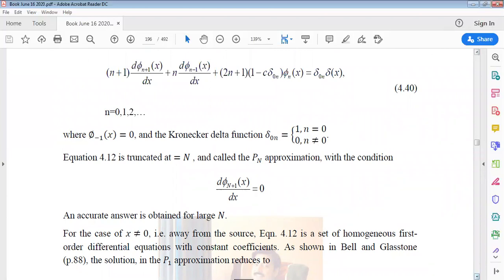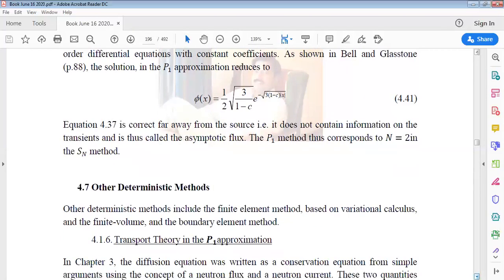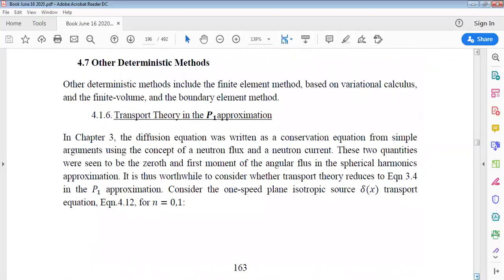So now the solution in the P1 approximation gives you that the flux is, now 1 minus C is again cropping up. So C is sigma S over sigma T if it's a weak absorber. You can see over here that the answer is pretty much similar to what we had in the diffusion case. So the Sn and Pn are very widely used numerical methods in the transport equation, and the P1 is similar to the diffusion equation with flux and current.